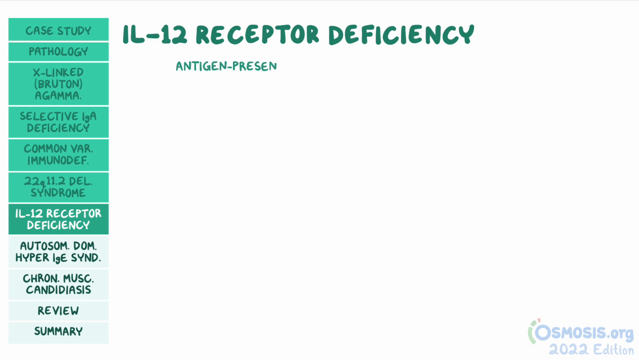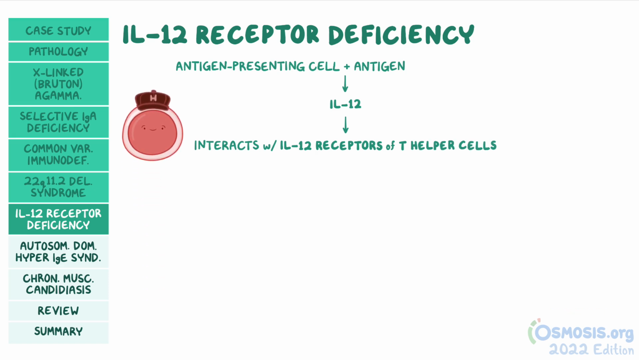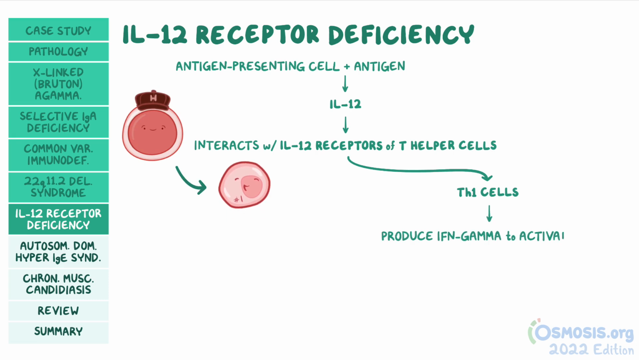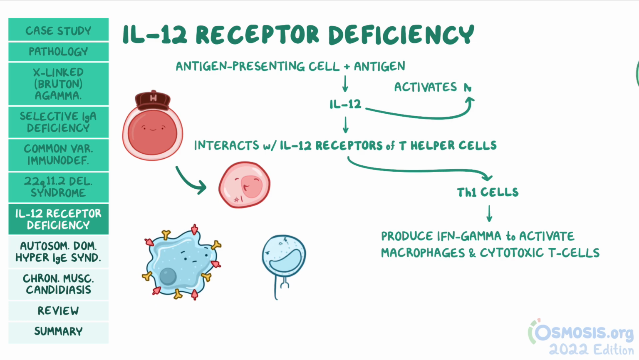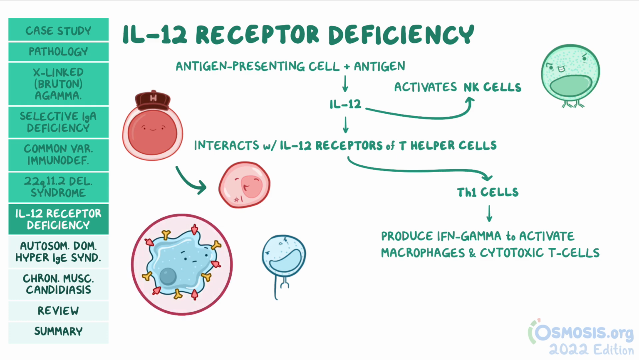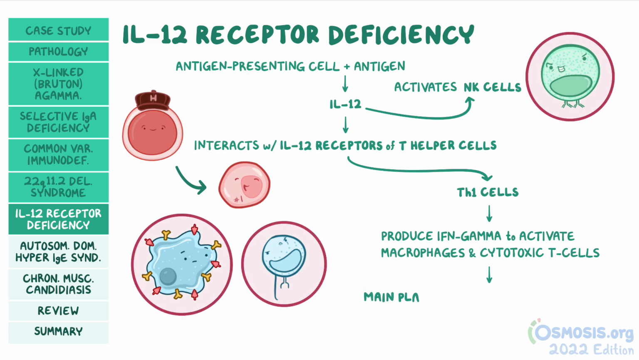When an antigen-presenting cell comes in contact with an antigen, it produces IL-12, which interacts with IL-12 receptors found on the surface of T helper cells. This makes the T helper cells differentiate into Th1 cells, which in turn produce interferon gamma to activate macrophages and cytotoxic T cells. In addition, IL-12 activates natural killer, or NK, cells. And together, macrophages, cytotoxic T cells, and NK cells are the main players in cell-mediated immunity.